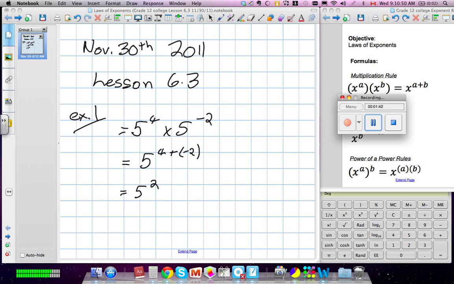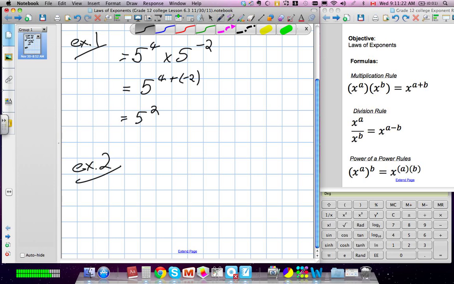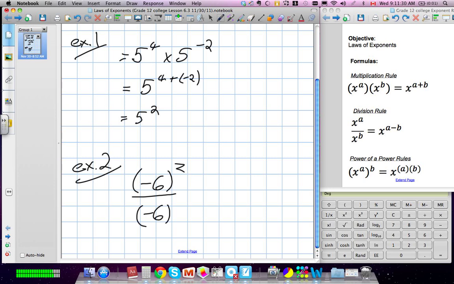Second example. Negative 6 to the power of 2 divided by negative 6 to the power of 1. Okay. Now, this is a division sign, so we're talking about our division rule. Anything that looks like a fraction, what it really means is that line in between represents division. And the division rule says 2 exponents with the same base, this is where we have x and x, if they're divided by each other, we simplify to one base and subtract the exponents. Essentially the opposite idea of our multiplication rule.